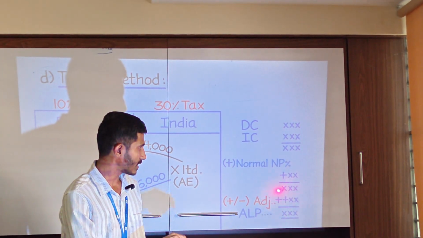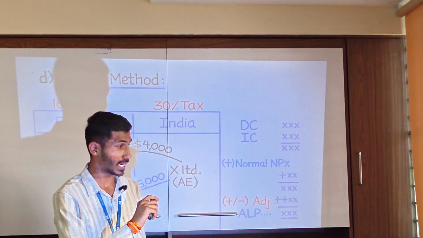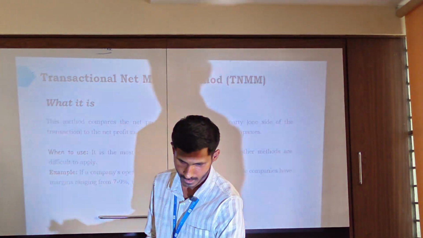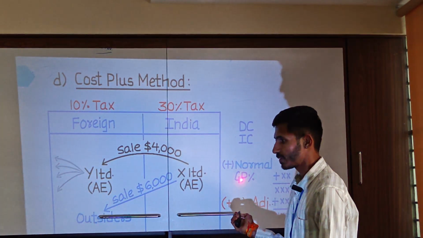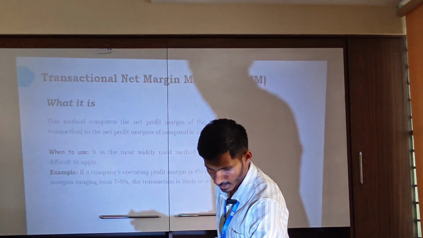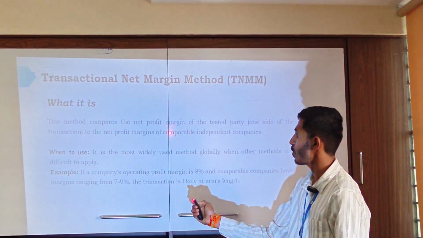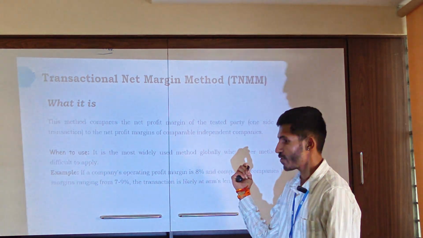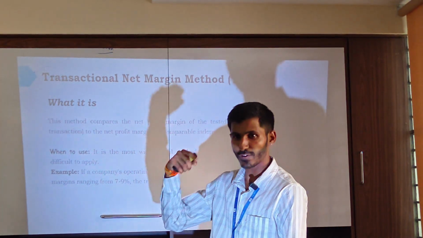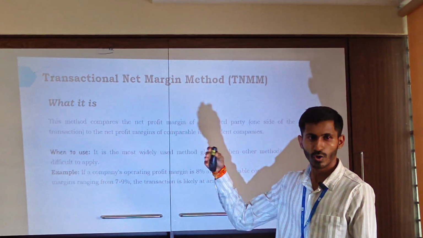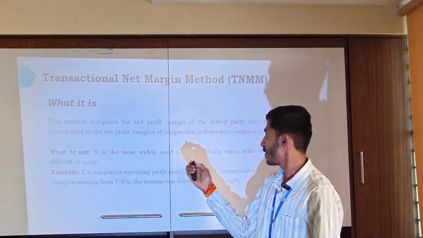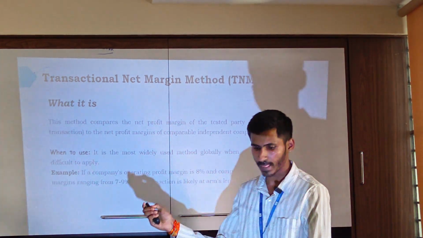Yeah. The difference is here we consider net margin. In cost plus we are considering gross profit. In the transactional net margin method, this method compares net profit. So we are taking the net profit percentage, not the gross profit. If we take gross profit, then it will become the cost plus method. So we are going to consider net profit margin.